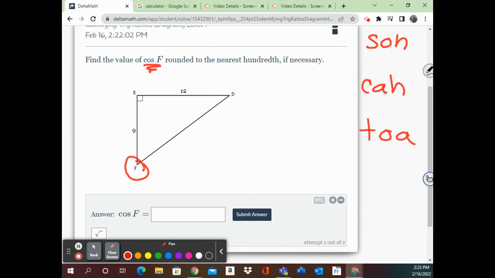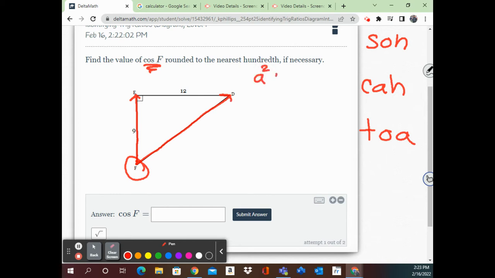Boom, we got angle F. Angle F, cosine is going to be adjacent over hypotenuse, right? So right here, what I notice is that I do not have a number for the hypotenuse. So now I have to do my Pythagorean theorem.